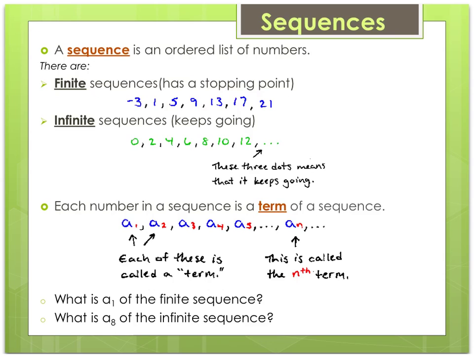So we may not know how many terms are in that sequence because it continues to go on forever and ever. Now we represent an infinite sequence by using 3 dots. Now these 3 dots are called an ellipsis, and you may have seen these in your English classes. Now each number in a sequence is called a term. So if I have a finite sequence, I can count the number of terms. If you have an infinite sequence, you cannot.